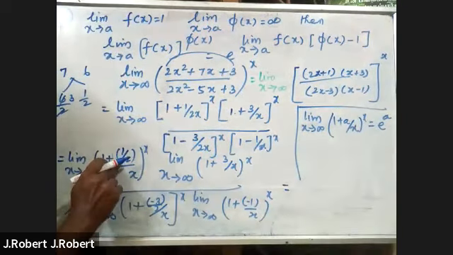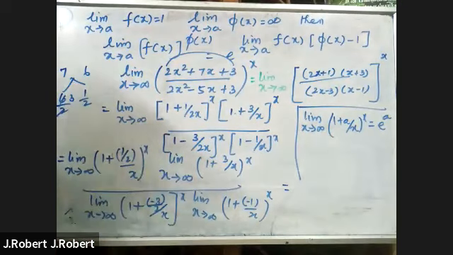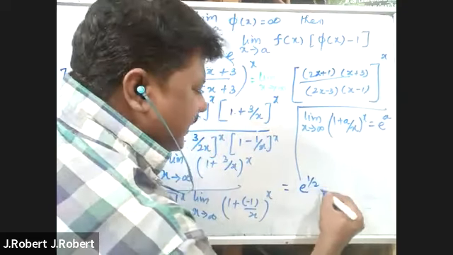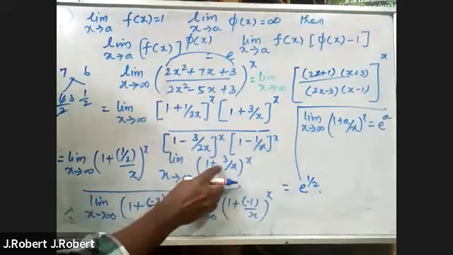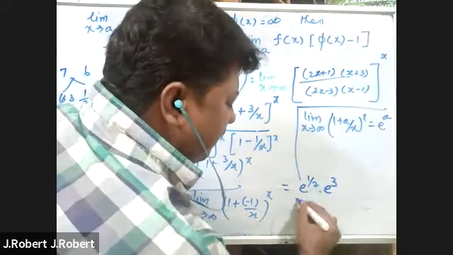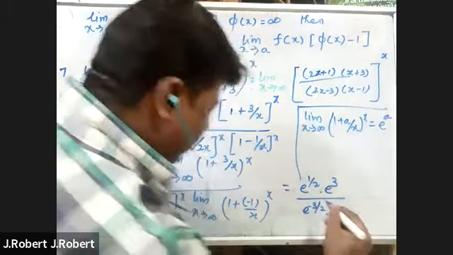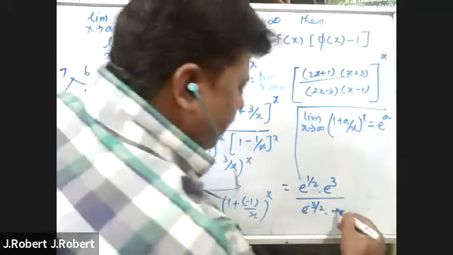Here your a is 1 by 2. Only thing, you find out what is the value of a. Your a is 1 by 2. Therefore I can write this as e power 1 by 2. Here the a is 3. I can write this as e power 3. Here the a is minus 3 by 2. e power minus 3 by 2 into e power minus 1.